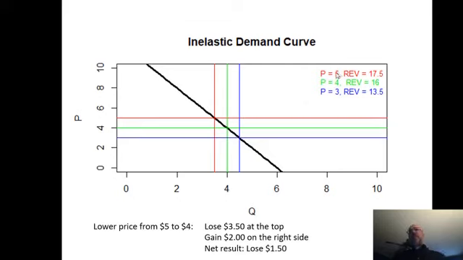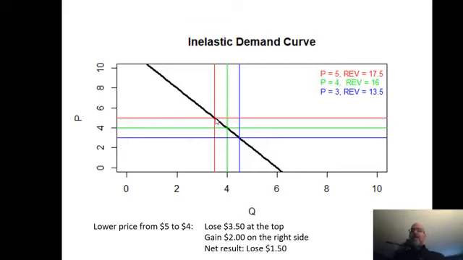Now I just want to point this out real quick. If I go from 5 to 4, that's a 20% decrease. But if I go from 4 to 5, same numbers, that's a 25% increase. That's why you use the midpoint formula, because it's actually different percentages if you go down versus up. But I'm not going to worry about that right now. I'm just going to calculate revenue.